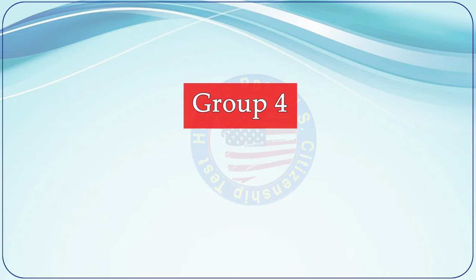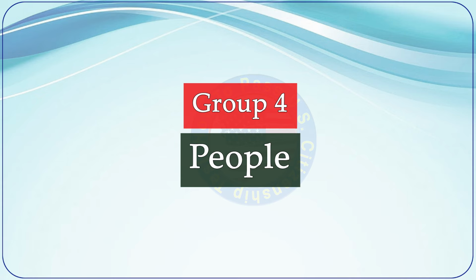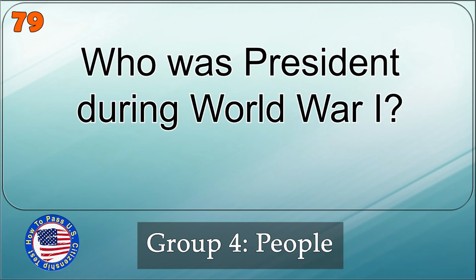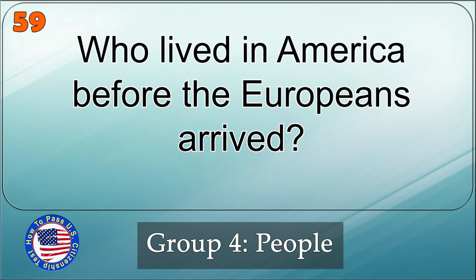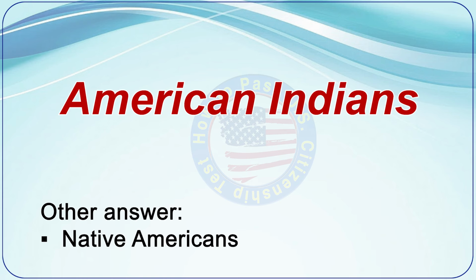Group 4. People. Who was president during World War I? Woodrow Wilson. Who lived in America before the Europeans arrived? American Indians.